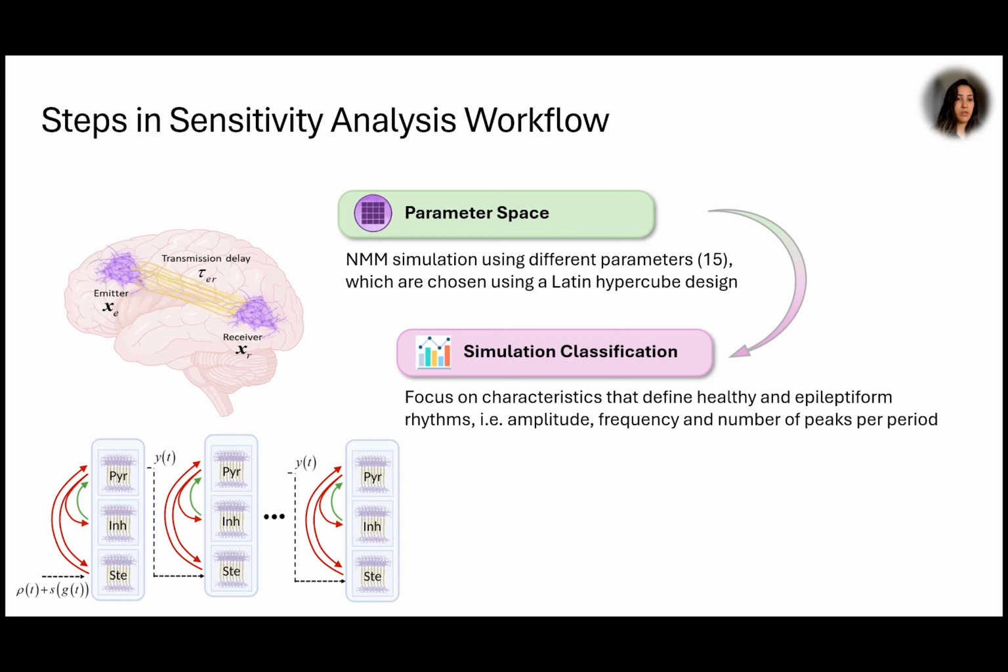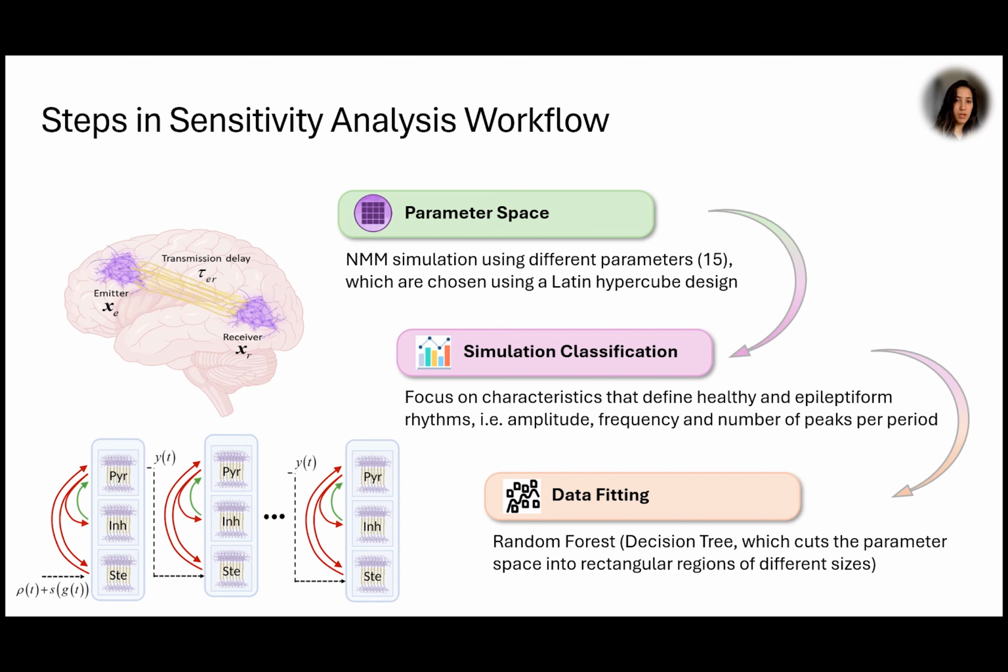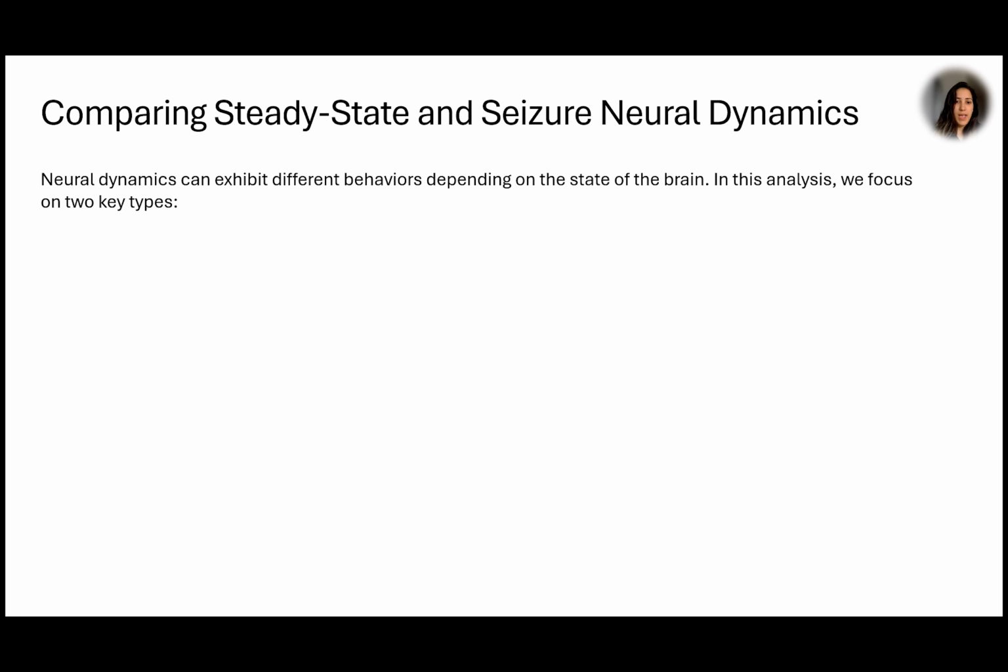The final step is to fit the data with a statistical model, and here we chose to use a tree approach, which cuts the parameter space into rectangular regions of different sizes and is amenable to high-dimensional analysis. The sensitivity analysis was made for 2 types of dynamics, the steady state and seizure neural dynamics.